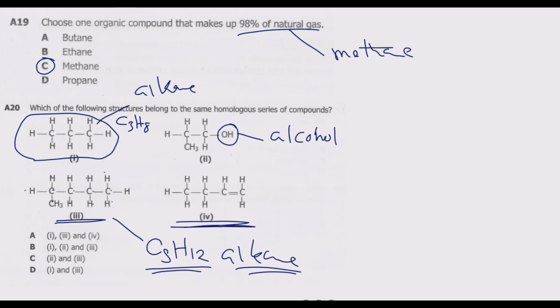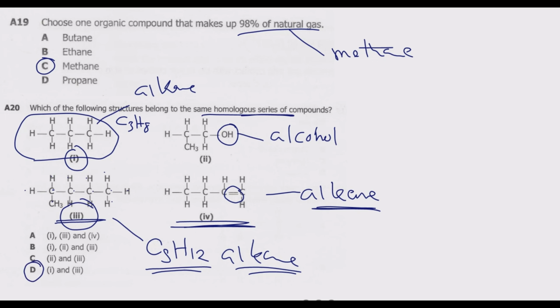Then you look at number 4. So number 4 has a double bond. So this one is an alkene because of the double bond. So what you notice here is, if you check, you notice that 1 and 3 belong to the same homologous series of compounds. So D is the correct answer in this case.